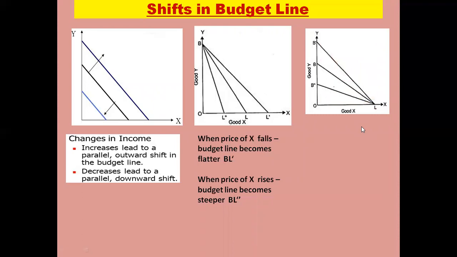And what happens when there's a change in price of Y? Price of Y falls, given consumption of good X remaining constant. Budget line is LB prime. That is, when price of Y falls, the consumer increases the consumption of Y from OB to OB prime. And when the price of Y rises, budget line is LB double prime. That is the consumption of Y falls to OB double prime from OB. So this is how budget line changes. This is for three cases: changes in income, change in price of X, and change in price of Y.